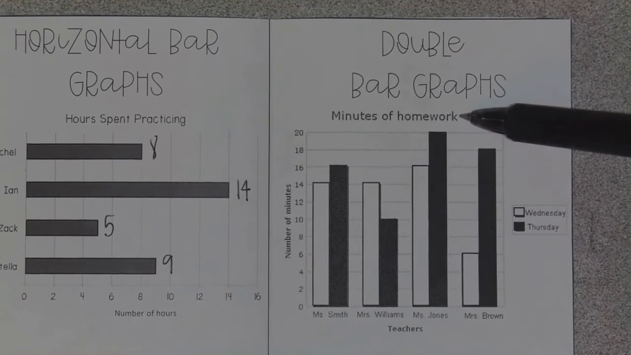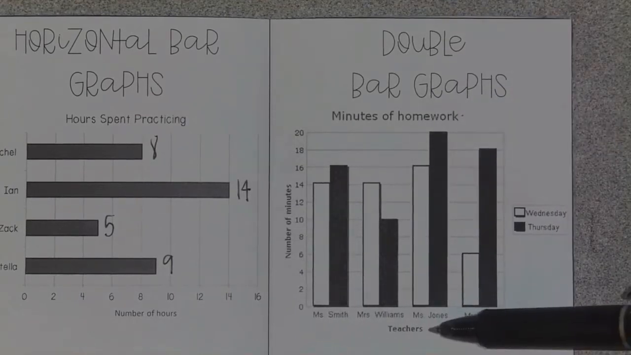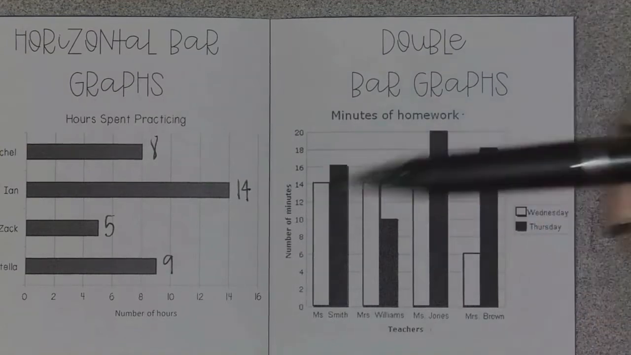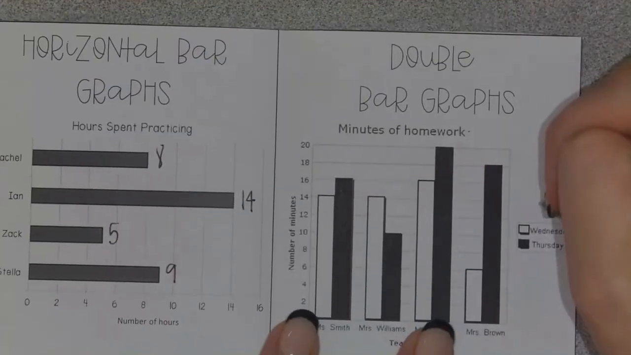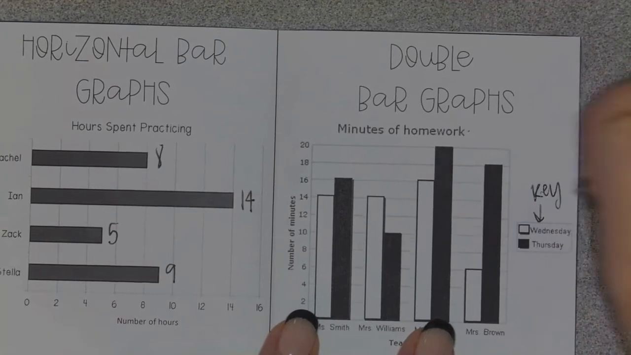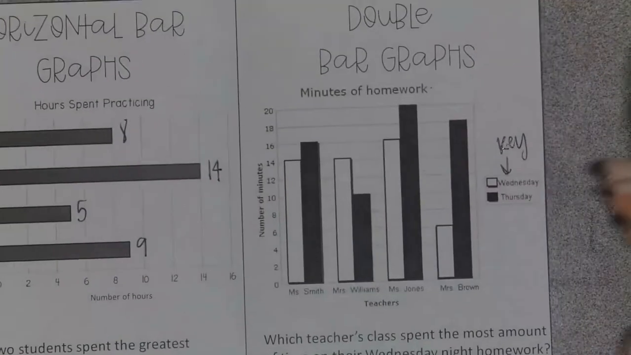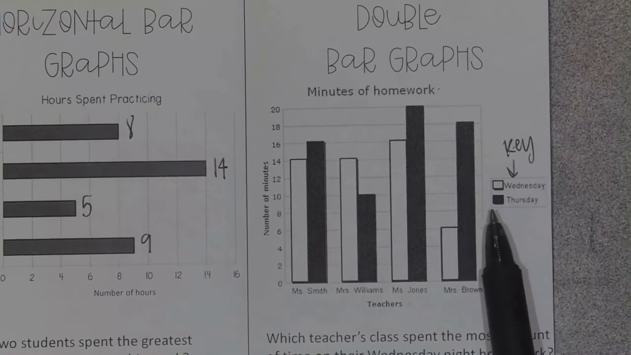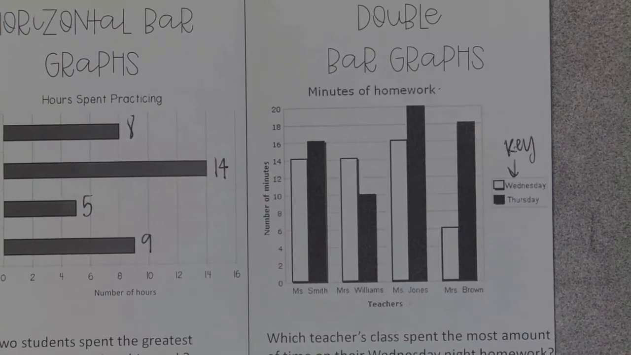So this one's about the minutes of homework, an x-axis label, which is teachers, and a y-axis label, which is number of minutes. But our double bar graph also gets a key. So you can know what your bars mean. So it looks like the white bars on here represent Wednesday. The black bars on here represent Thursday.